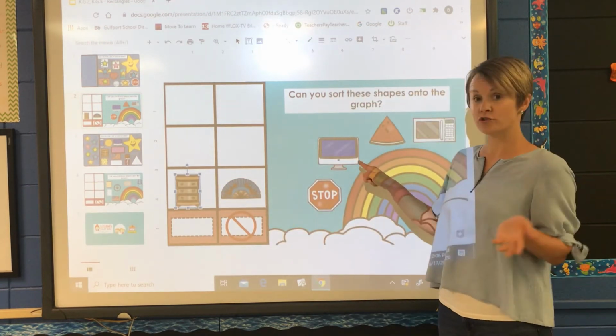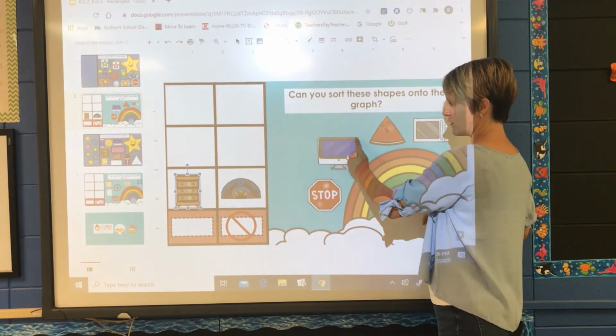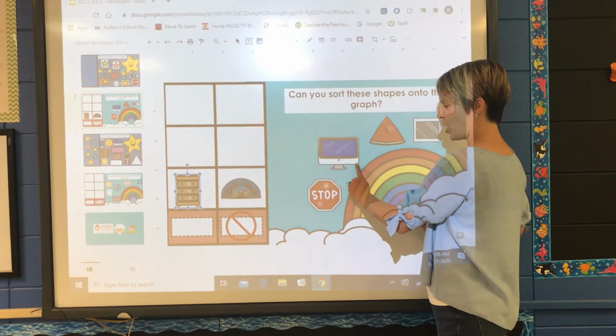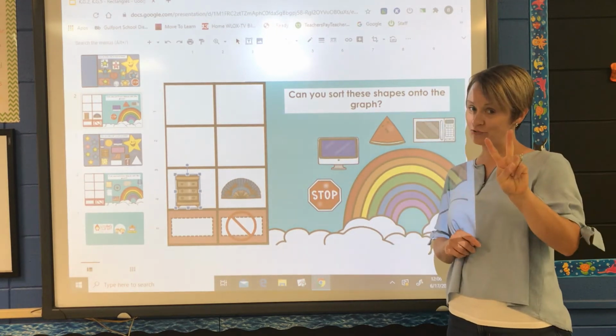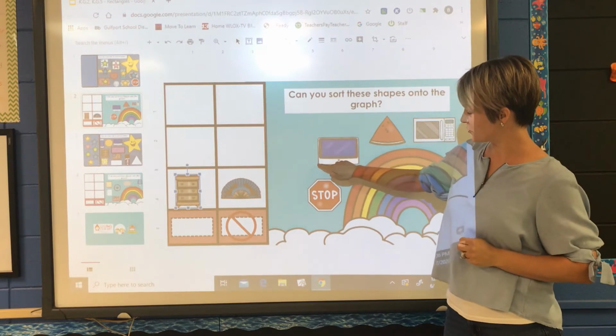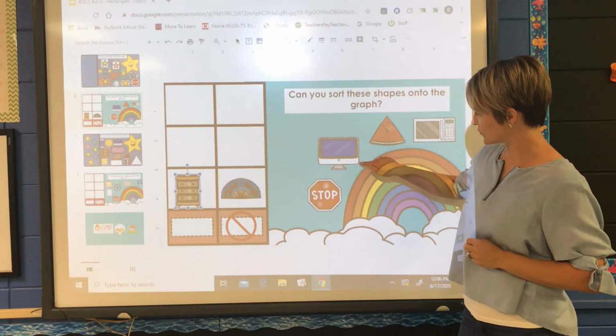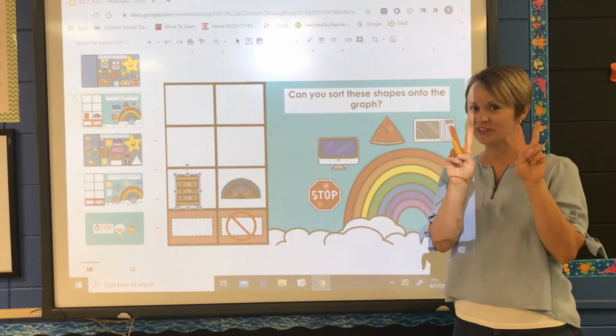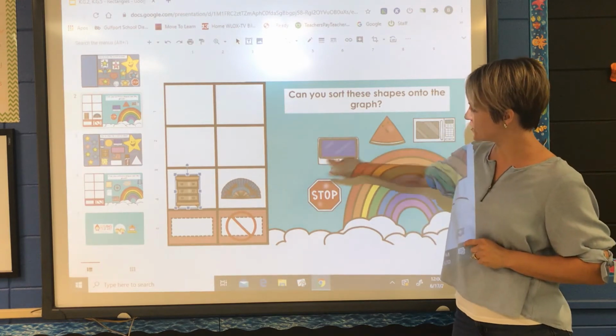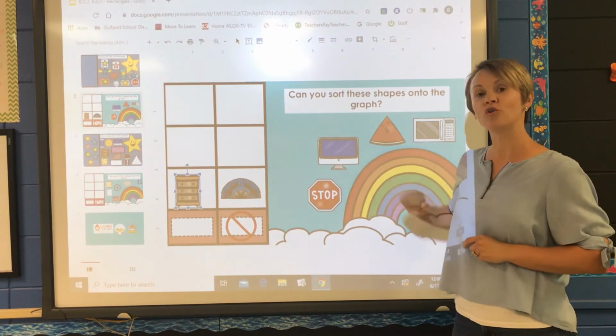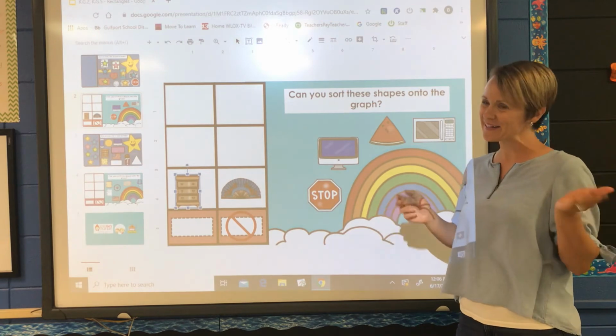The computer screen has a long side on top and a long side on bottom. That's too long. A short side on the left and a short side on the right. Too short. And 1, 2, 3, 4 corners. That's a rectangle.